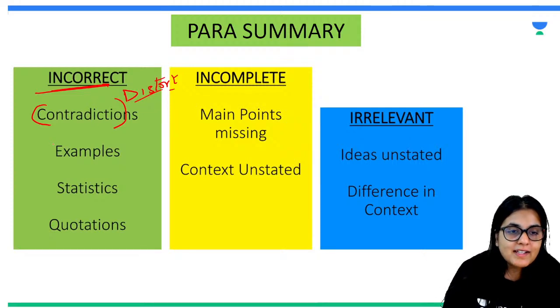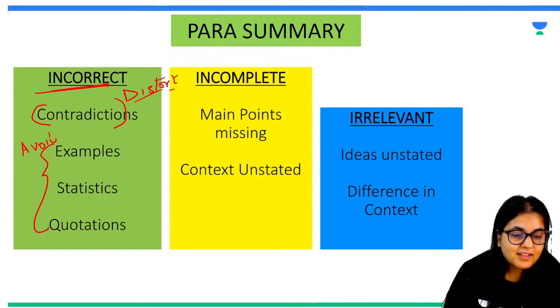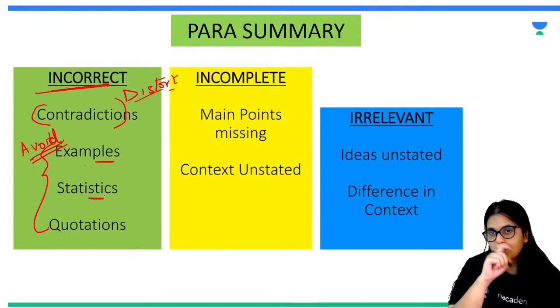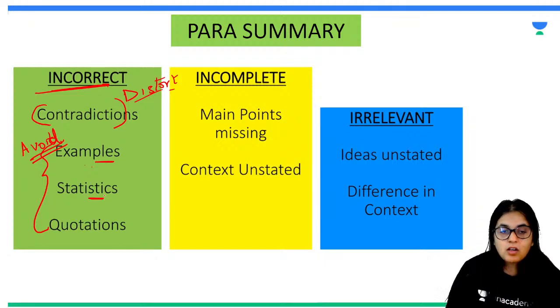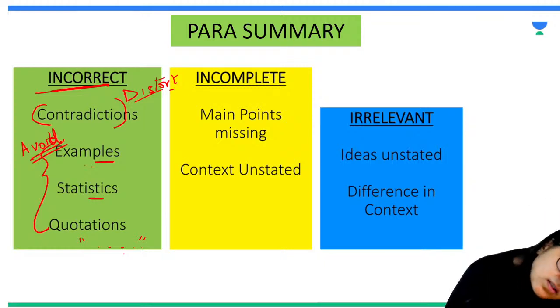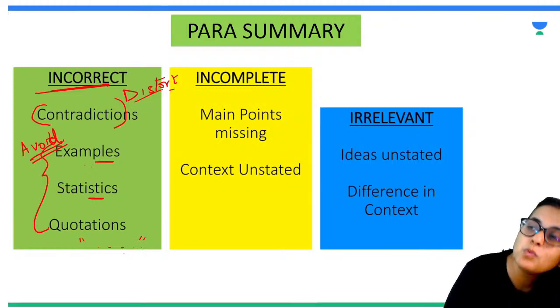And guys, try and avoid options, I'm not saying eliminate them, but try and avoid options which give you examples or unnecessary statistics or percentages. Dates are allowed. I'm not talking about dates here. Or quotations. When I say quotations, I mean someone else's words. A para summary should be in the author's own words. So do not select an option which gives you verbatim what someone else has stated in a quote.